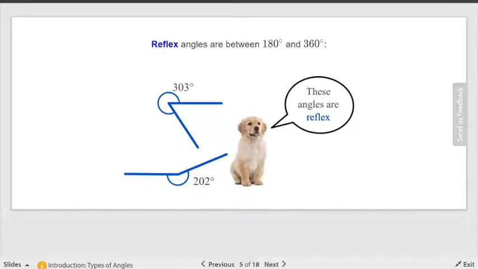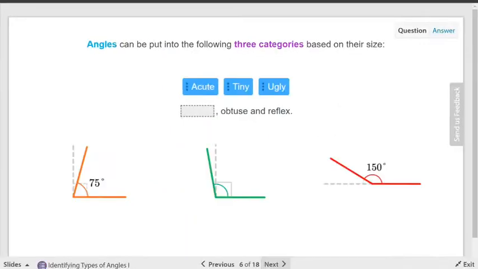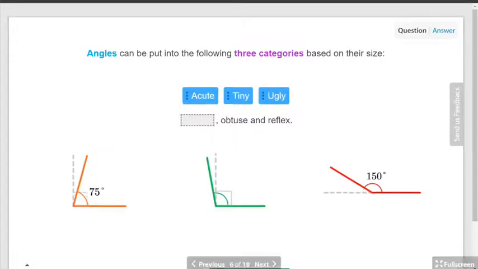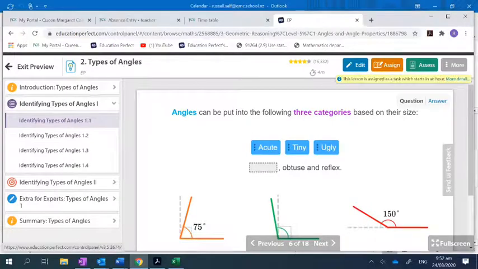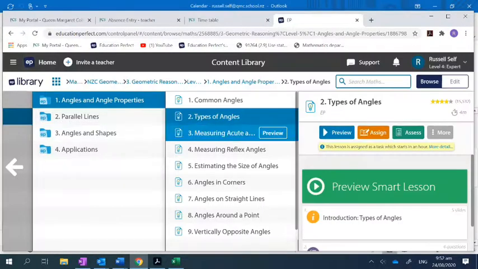Reflex angles are between 180 and what? 360. And notice reflex angles, the measurement is always taken on the outside of the angle, right? It's bigger than the inside. Cute, tiny, or ugly. If I see ugly on your test, I'm not going to be happy with you.